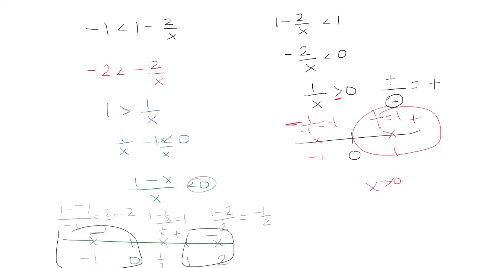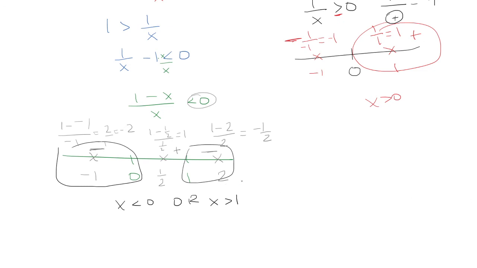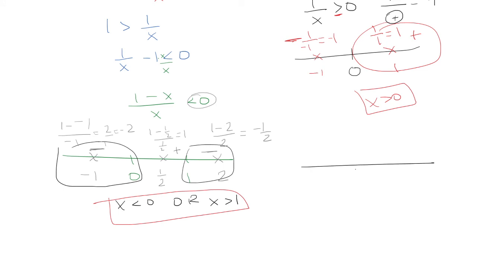Now we have to put it all together. So this is one of the solutions, and this was the other solution. Let's draw this on a number line. The first one, we have x less than 0 or x greater than 1. And then the other one, we have x greater than 0.